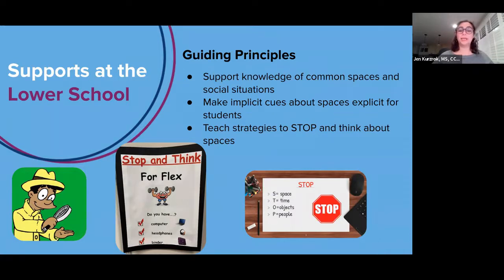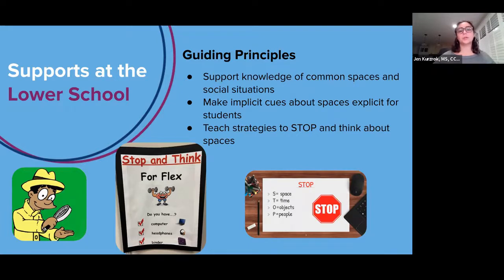And then P is the people. So that's what people are here. How do I interact with the people that are here, or how am I typically interacting with those people? And what language or routines are typically part of interacting with those people? And so taking a second to stop and preview all of that information before you enter a space or a situation can be really beneficial for our students.